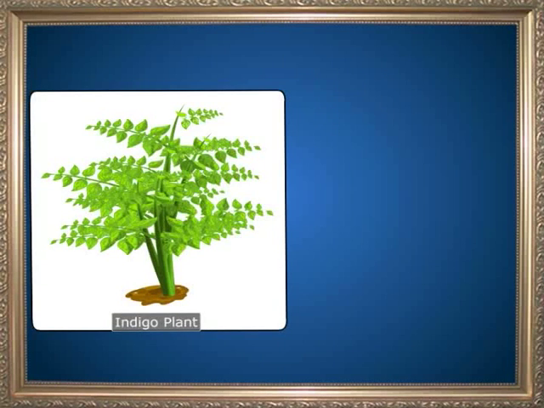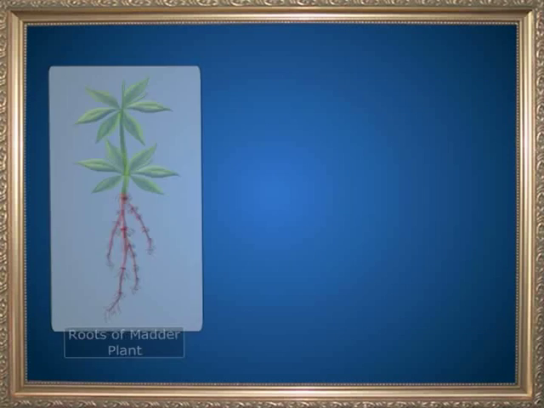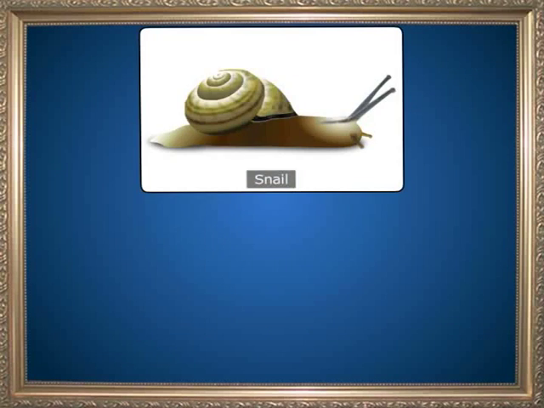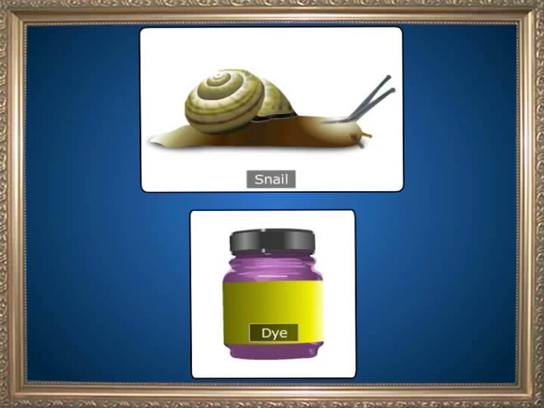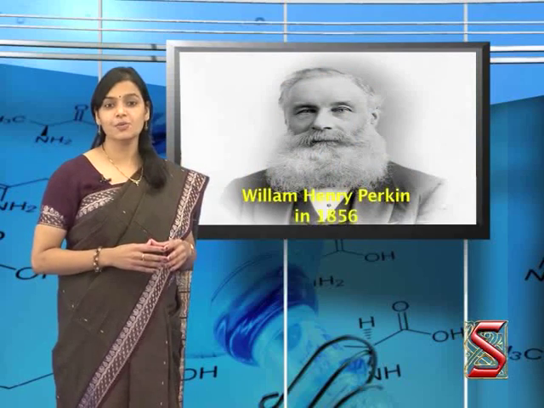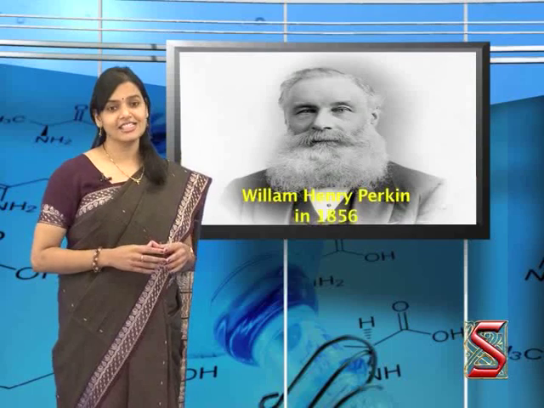You know, the blue dye or the indigo color is obtained from the leaves of the indigo plant, and the Turkey red from roots of the madder plant. Also in olden times, people used to extract natural dyes like Tyrian purple from snails. Further, a more interesting fact about dyes is the first synthetic dye, Perkin Violet, was invented by William Henry Perkin in 1856. This synthetic dye was also known as mauve.